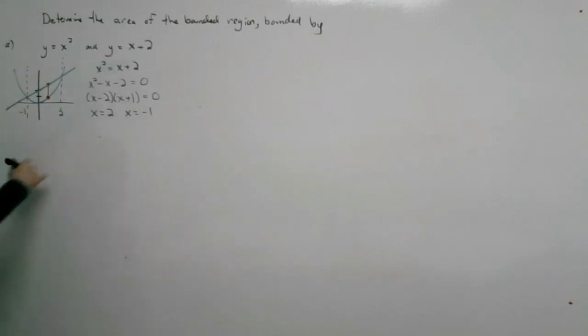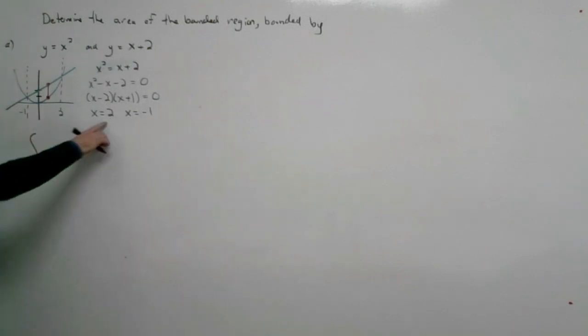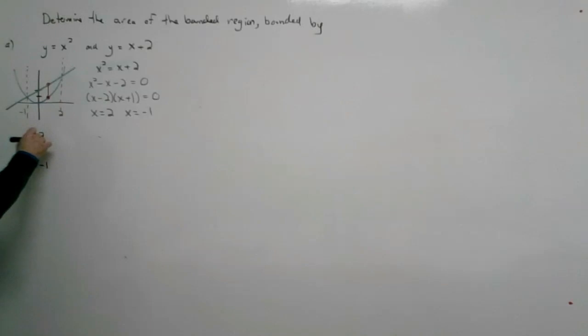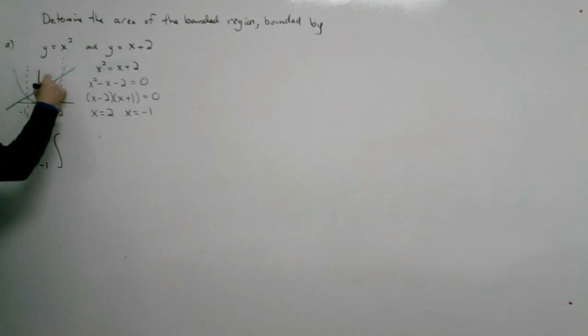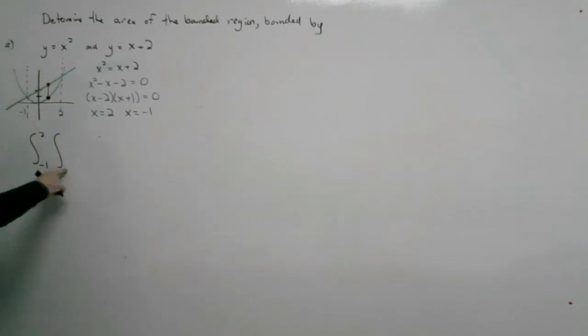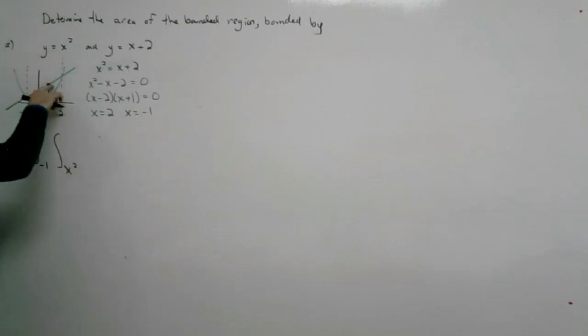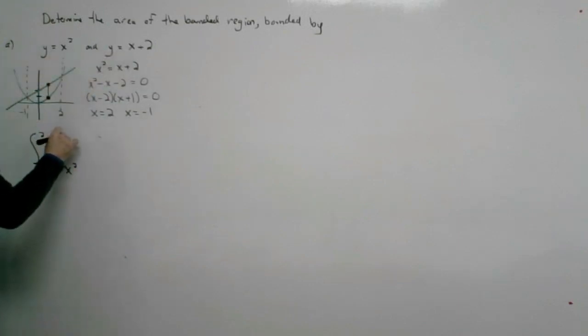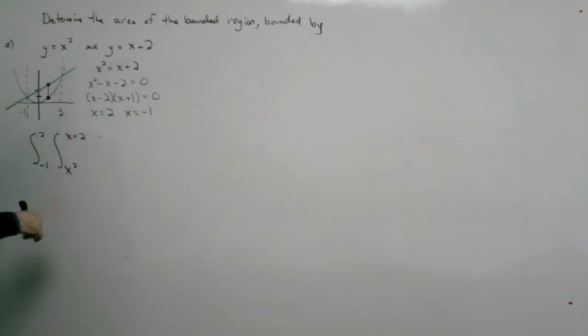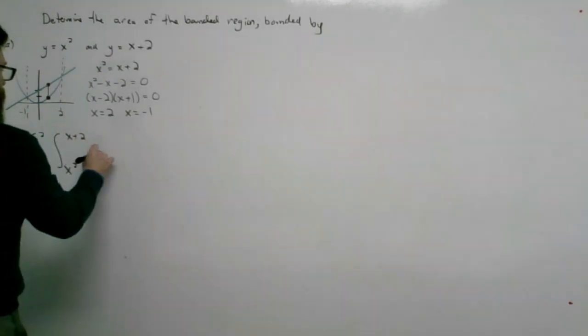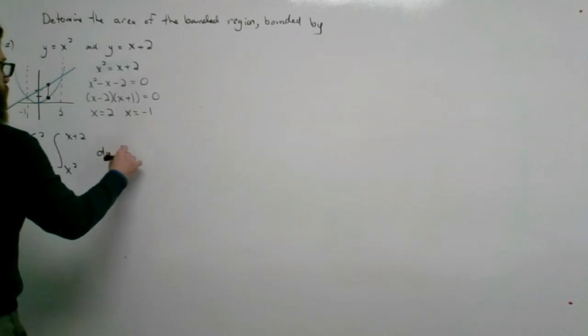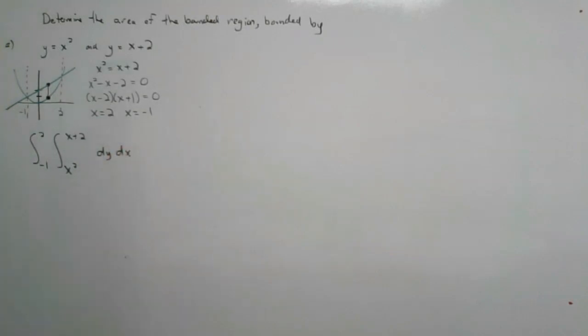So our integral is going to be the integral from negative 1 to 2 of the integral of, remember that we have to go from the minimum function to the maximum function, that these will be functions. So the minimum function being the blue function, which is x squared. The maximum function being the linear function, which is going to be x plus 2. So those are dy's and the next are dx's. And now we can integrate.